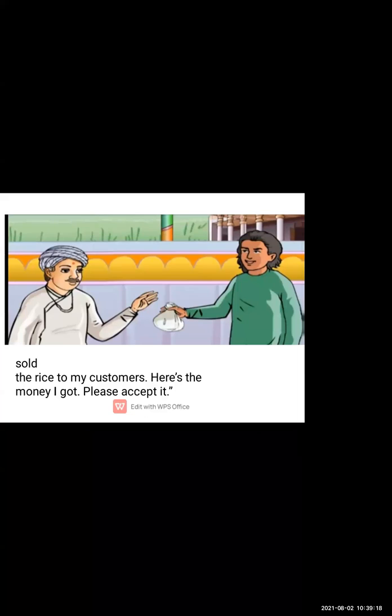"Please accept it. This is your money, which I got when I sold your sack of rice." So the friend said, "Thank you, my boy. You are such an honest person. You returned my money after selling the rice."